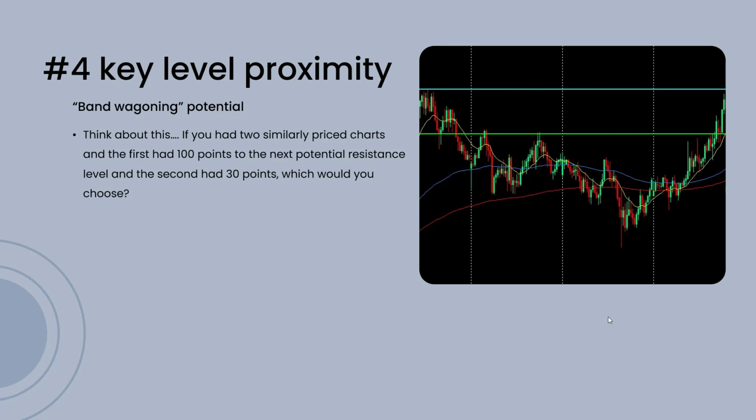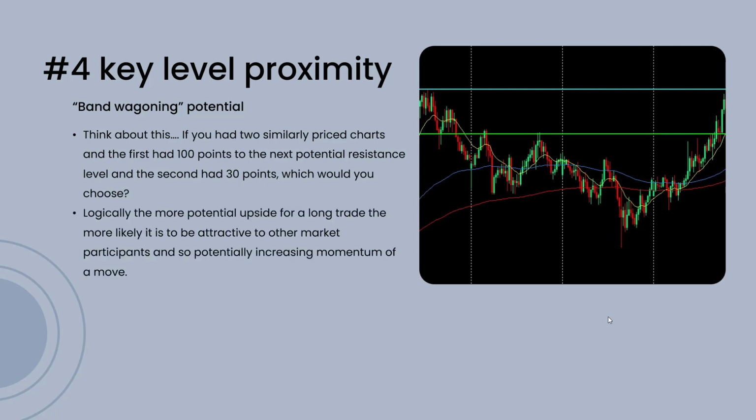Hence, if there is a greater chance of a bigger move, because there's nothing going to stop it, nothing going to get in the way, no other key levels that it might pause at, then that becomes more attractive. The more upside for a long trade, the more likely it is to be attractive to other market participants, and so that will increase the number of traders who are interested in this and potentially increase momentum of a move. We see here an example of this. So you see here, this was the previous resistance. It broke through there, and of course, it got stuck there.